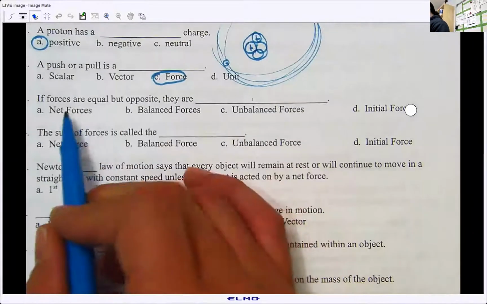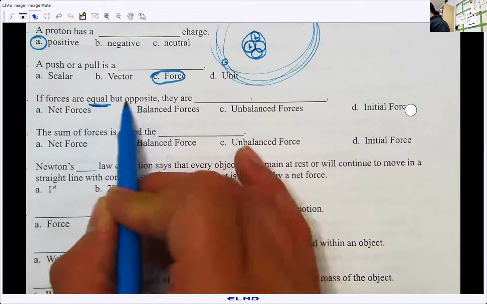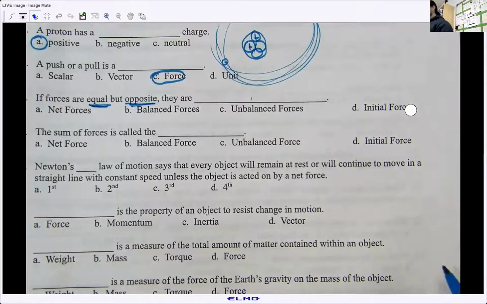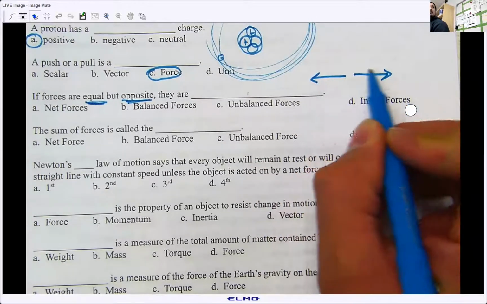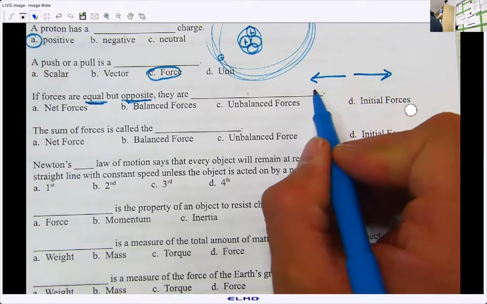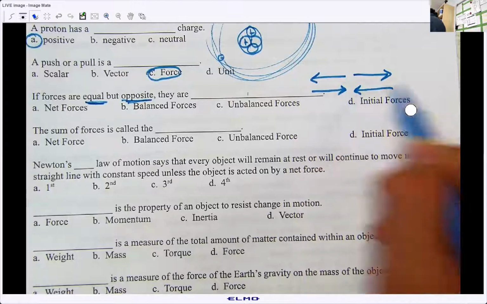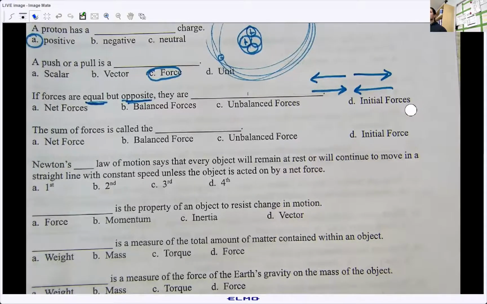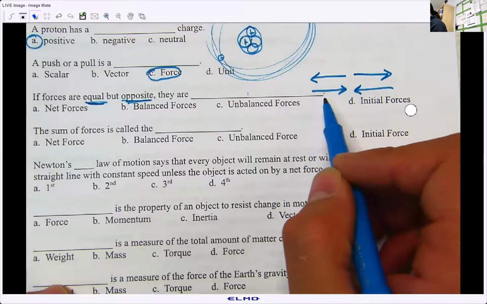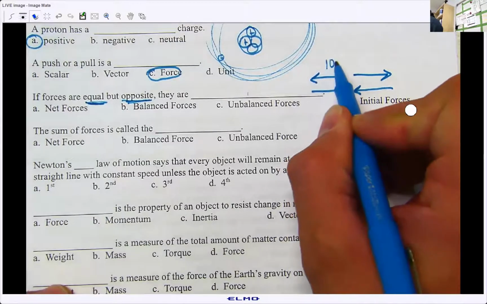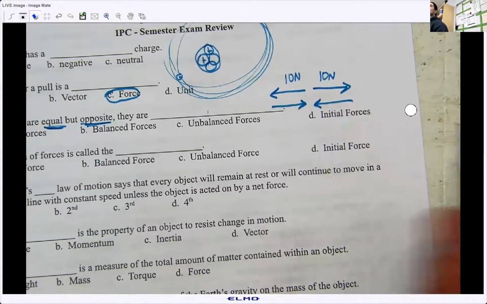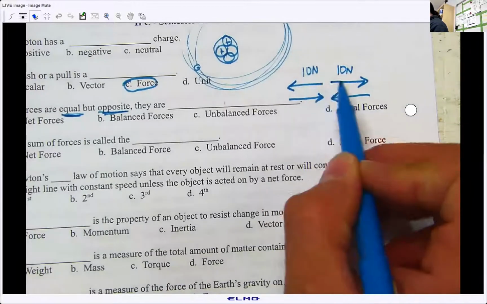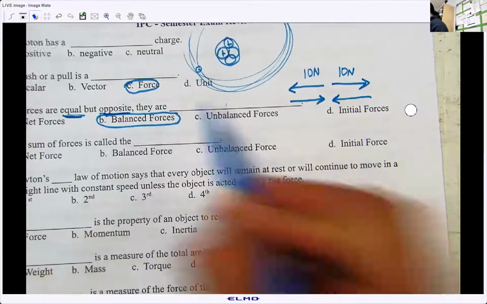All right, so if you have forces that are equal and opposite, you have two situations where they can be equal and opposite. You can have your arrows equal in length and opposite this way, or equal and opposite this way. Doesn't matter. They can face each other or they can face away. But if they are equal length, then the size is equal too: if this is 10 newtons, this would have to be 10 newtons. They're equal and opposite. So if they're equal, that's what's known as balanced. They are balanced.